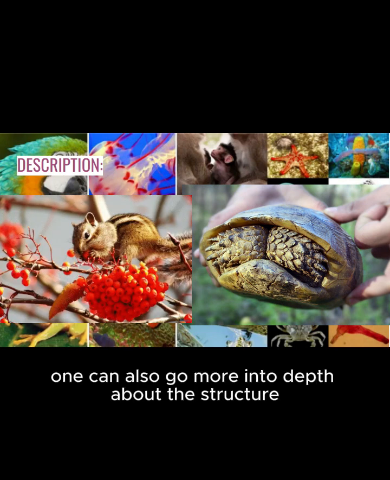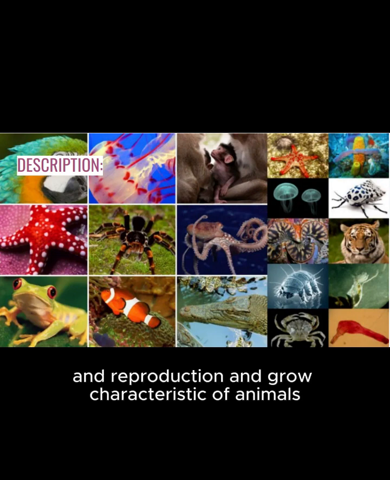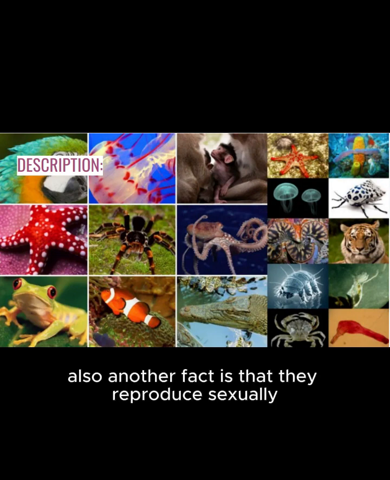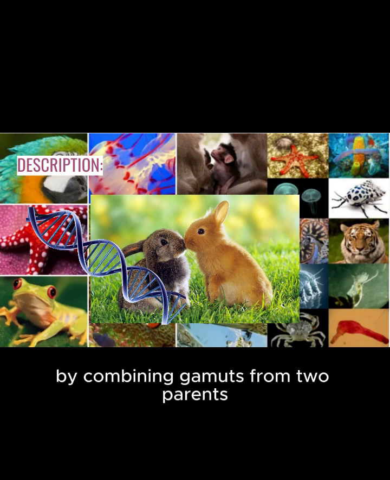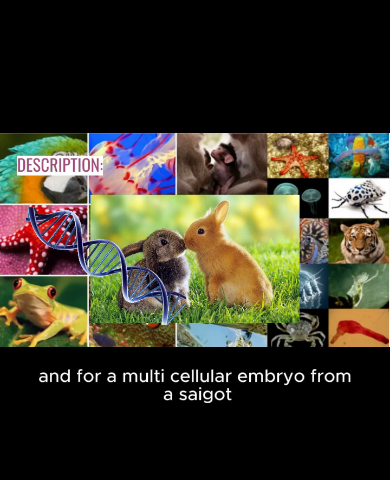One can also go more into depth about the structure, reproduction, and growth characteristics of animals. Another fact is that they reproduce sexually, meaning that they produce offspring by combining gametes from two parents and form a multicellular embryo from a zygote.